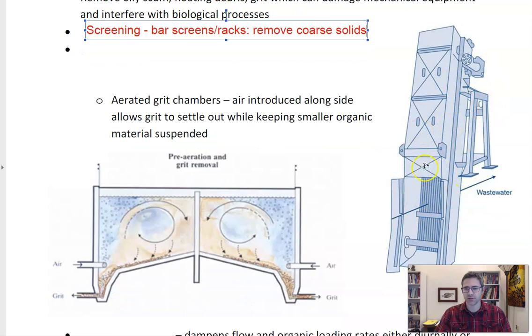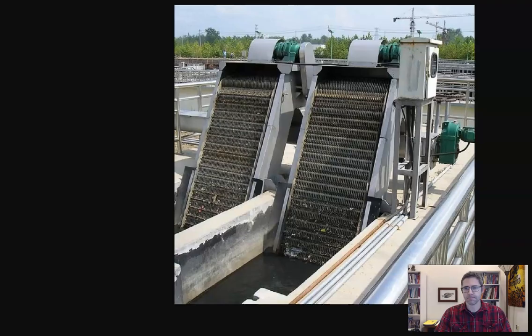This is a little cartoon from your textbook showing a bar screen where the wastewater goes through these kind of screening looking things. Here's a picture of bar screens where the wastewater is going through, getting caught on the bar screens, and then these are constantly being rotated around a couple of pulley motor kind of things, where on the back side you might have a dumpster or something that this is getting discharged into.